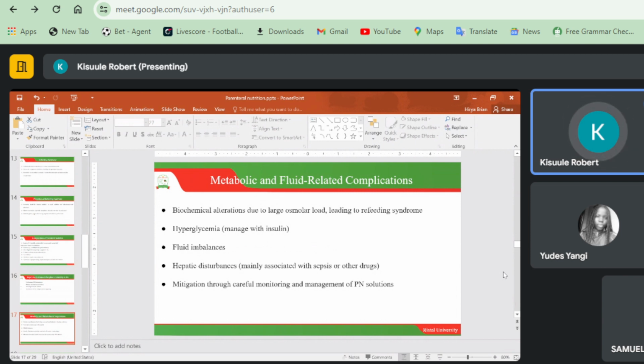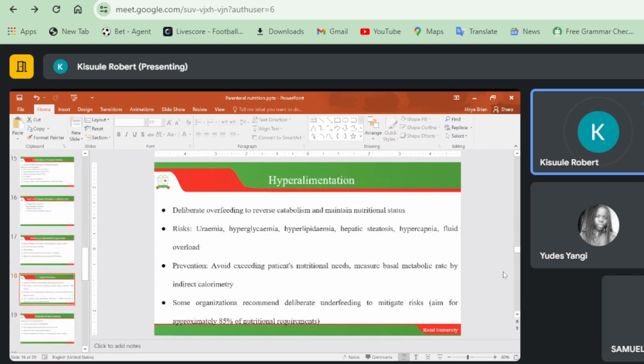Then for the hepatic disturbances, when we talk of hepatic, we are talking of challenges to do with the liver. Here they are mainly associated with sepsis or other drugs. Remember I told you when someone is malnourished, in most cases there will also be other infections, which people call opportunistic infections. And we are saying here we can only mitigate through careful monitoring and management of the parenteral nutrition solutions.